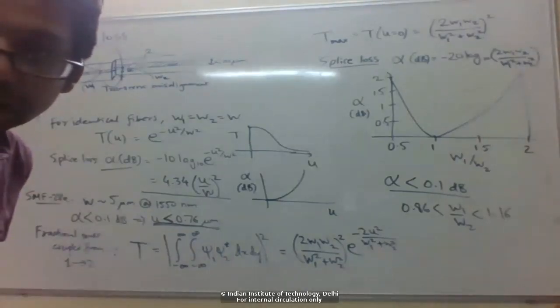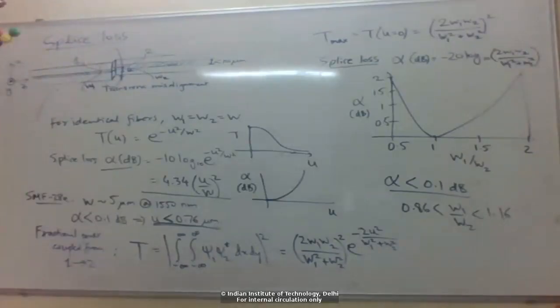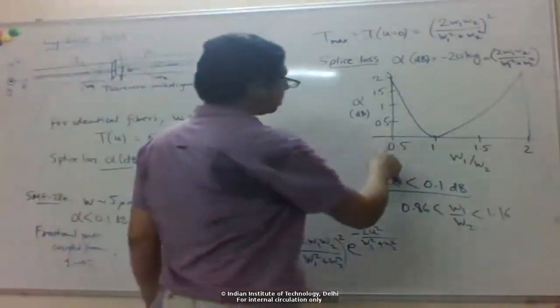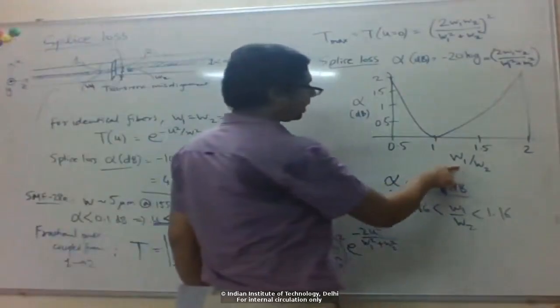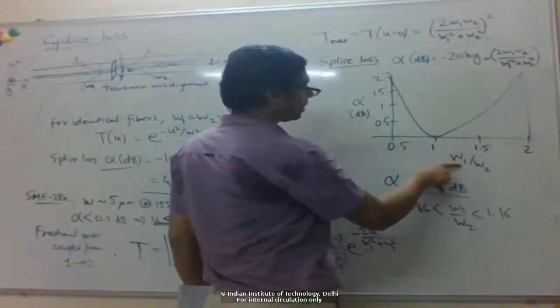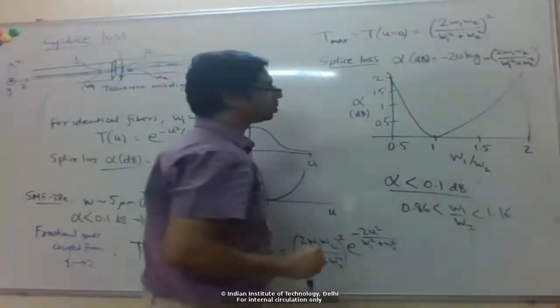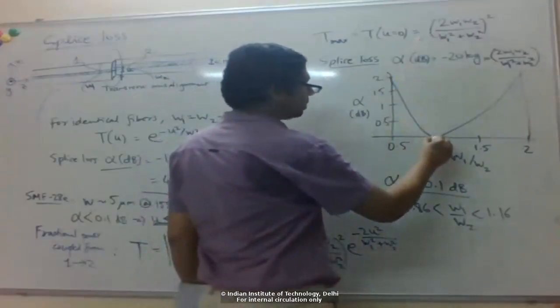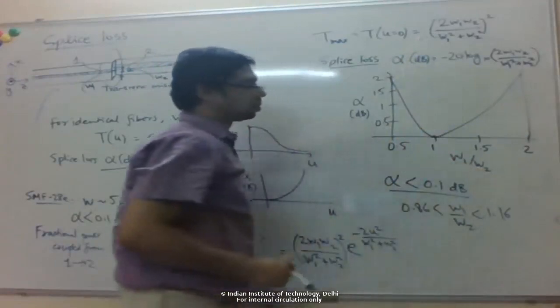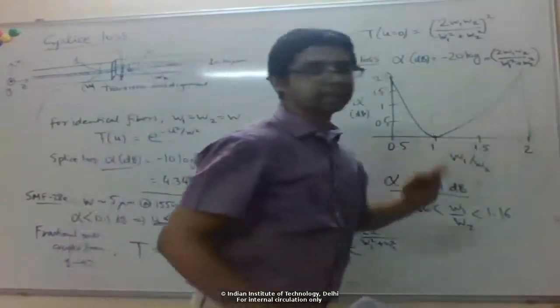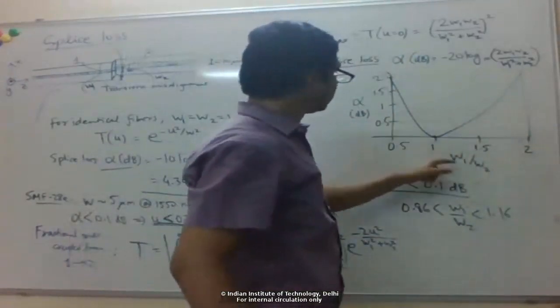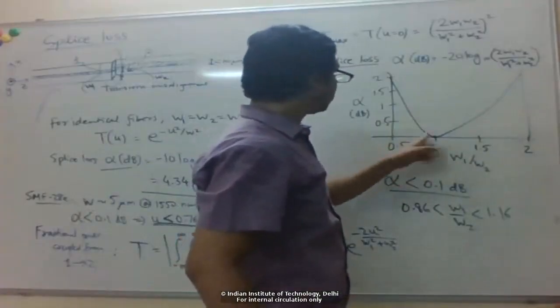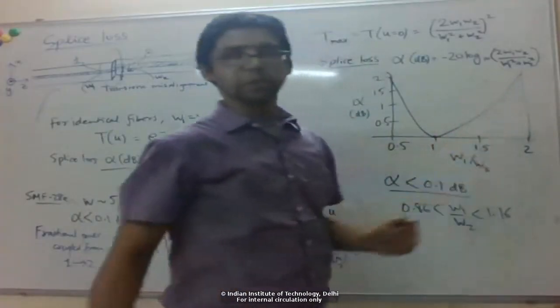Why initially does it decrease the loss? I guess you're talking about this curve. Recall this is a function plotted against the ratio of W1 and W2. So the loss is minimum when W1 is equal to W2. On this side W2 is bigger than W1, and on this side W1 is bigger than W2.